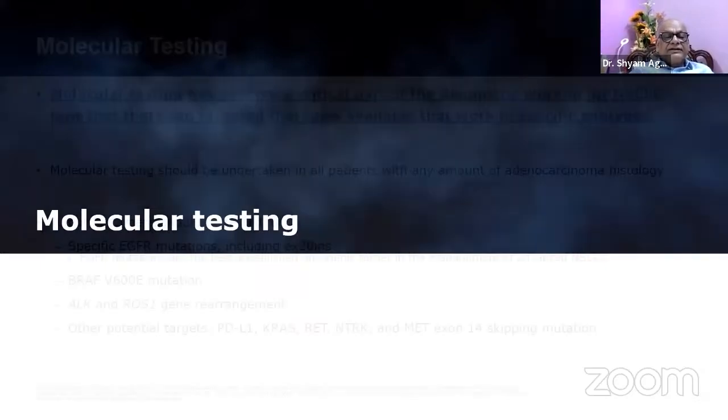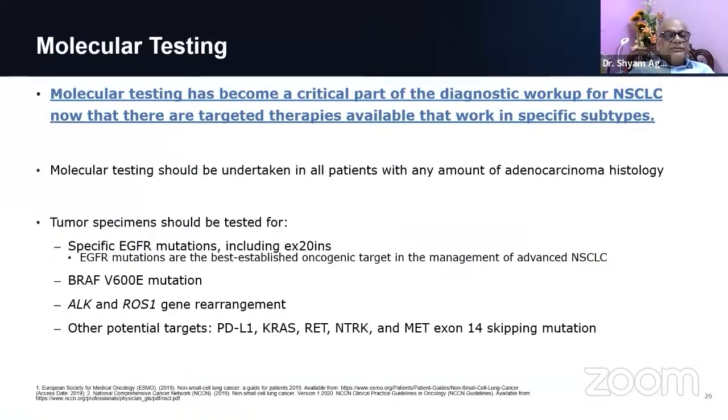So how do you test? I think Dr. Sunil did cover a few slides on this. Next slide. So I think the current testing physicians are using at this point in time includes a variety of abnormalities, such as the common EGFR mutations, including exon 20, and BRAF, ALK, ROS, and others like KRAS, RET, MET exon 14 skipping mutation. So I think we need to look upon all these, especially for adenocarcinoma. Next slide.